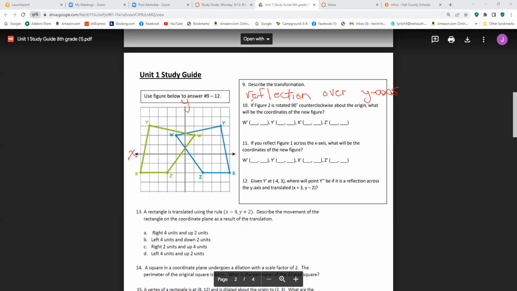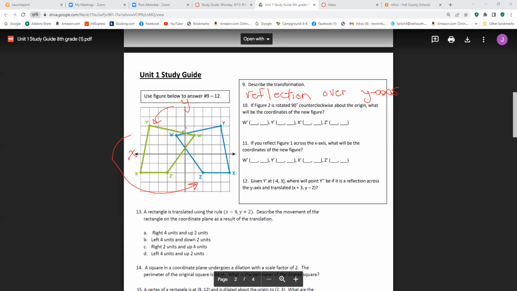All right, in figure 2, so I assume the reflection is rotated 90 degrees about the origin. What would be the coordinates of the new figure? So we're looking at the green transformation or the green image. If it's rotated 90 degrees counterclockwise, so if clockwise we're going to the right, counterclockwise we're going to the left.